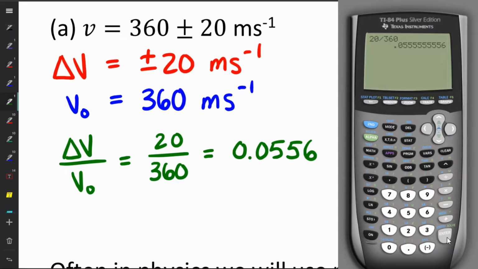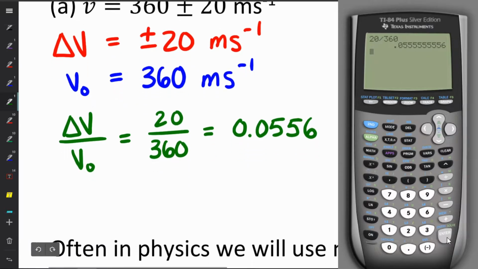You might be wondering, wait, what happened to the unit of measure? Well, if you notice, it was 20 meters per second and 360 meters per second, and so the unit of measure actually canceled out. There is no unit of measure in a fractional uncertainty. The last thing we want to do is write down what the percent error is. To find the percent error, we just take that and multiply it by 100. And so the percent error would be 5.56%.